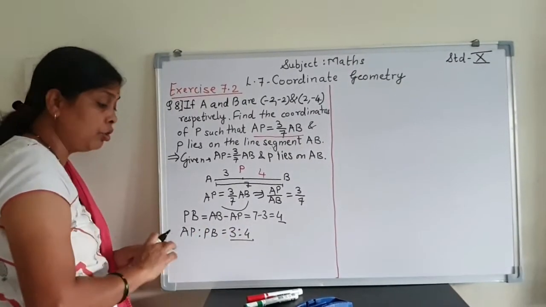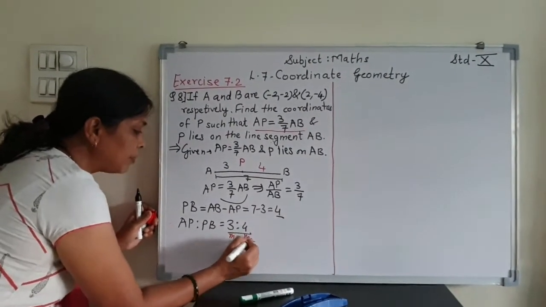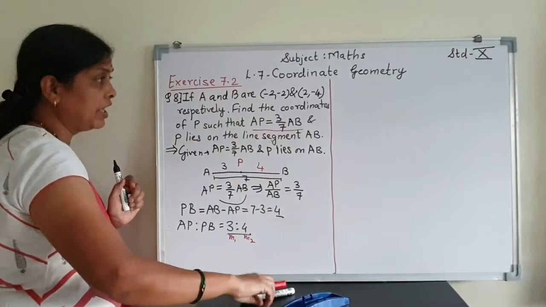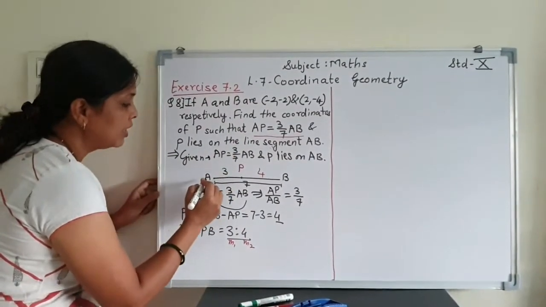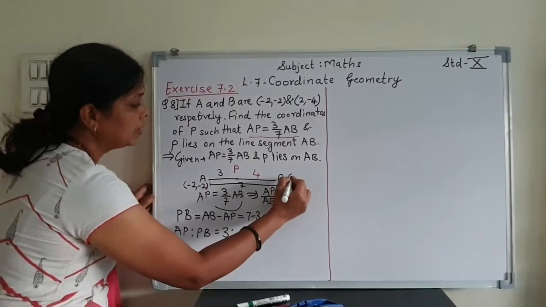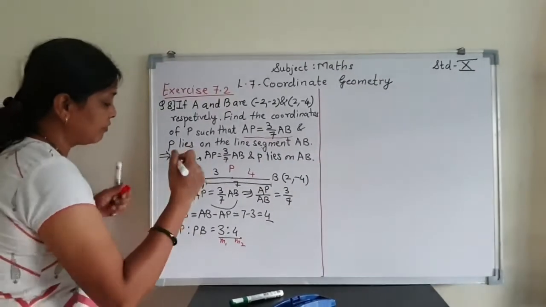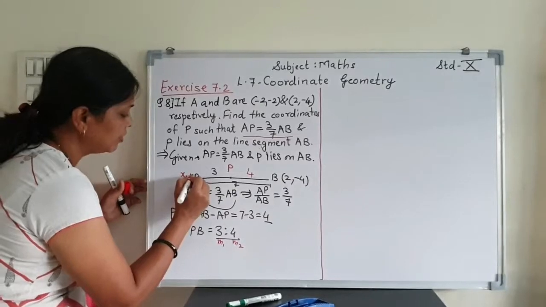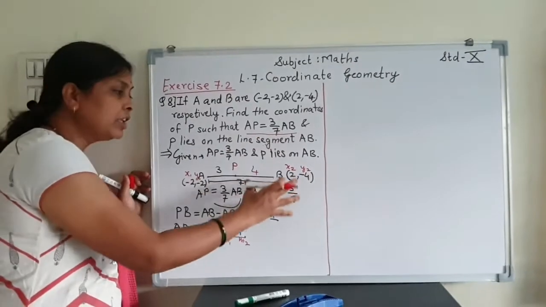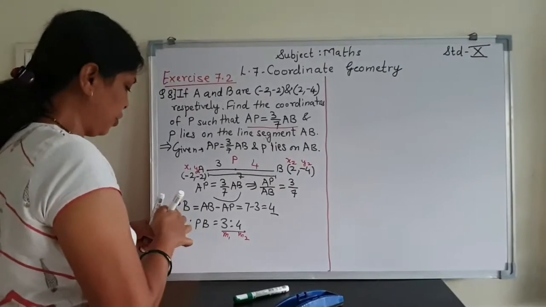Once we know this ratio, what is this ratio? That means this is M1, this is M2. And the coordinates of A and B are given in the question itself. So what is A here? That is (-2, 2), B is (2, -4). So from this we know x1 and y1. So this is x1, y1, x2, y2. So all the things we have found here, and we can use the section formula here.